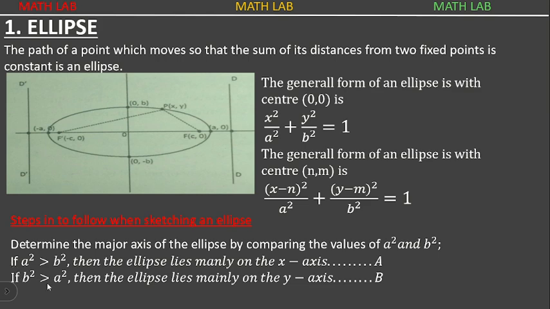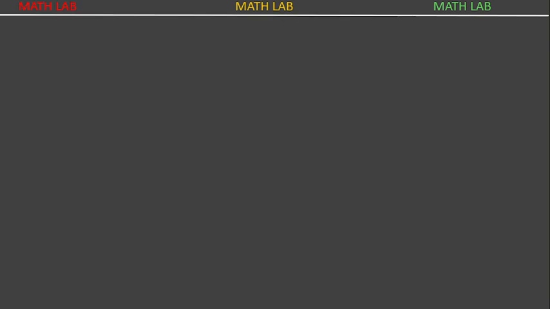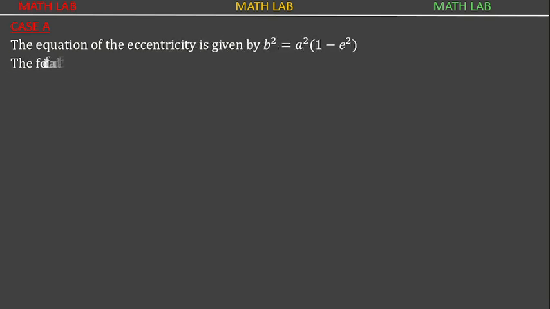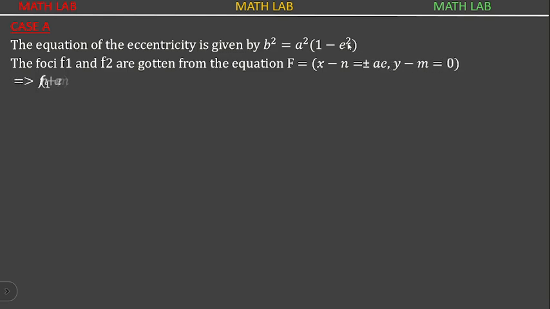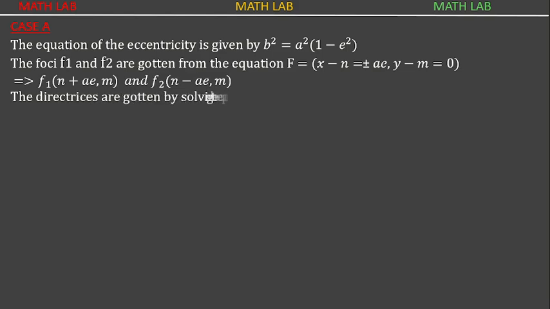Now, if b squared is greater than a squared, then the ellipse lies mainly on the y-axis. For the other diagram here, the case is the first case, because a squared here was greater than b squared; that's why it's lying on the x-axis. Let's now go directly to some derivations in the first case. For case A, the things we need to know: the equation of the eccentricity is given by b squared equals a squared times (1 minus e squared), where e is less than 1.